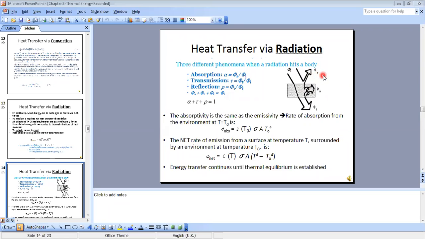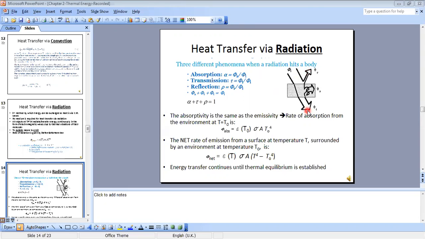This is called phi r. You have a portion that can be absorbed by the material. This is the absorbed portion. And you have a third part that can be transmitted from the body towards the external environment. So we can say that the total flux can be divided into an absorbed, a reflected, and a transmitted portion.